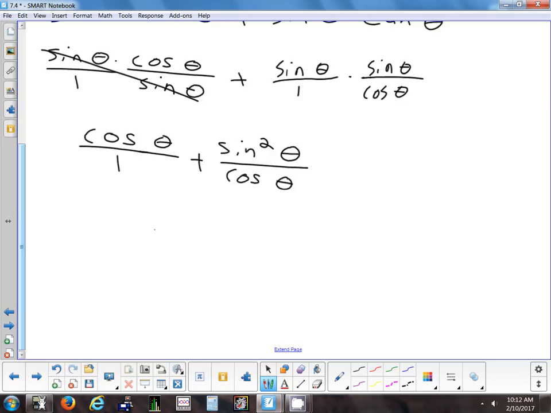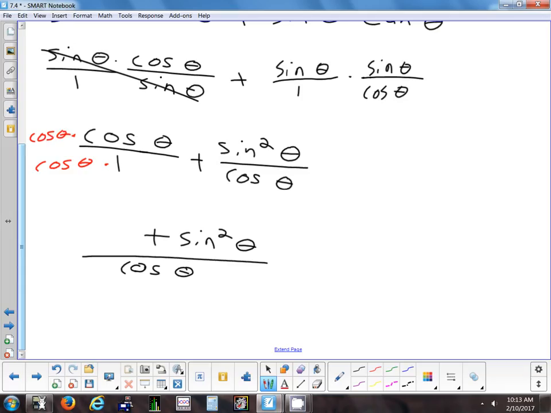So what's my common denominator here? Yeah, it's cosine. The fraction on the right already has a denominator of cosine, so I don't need to change it. What about the fraction on the left? Yeah, you've got to multiply top and bottom by the other denominator. So that gives me cosine in the bottom. And what does that give me in the top?